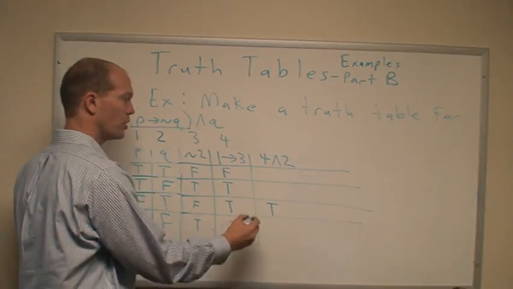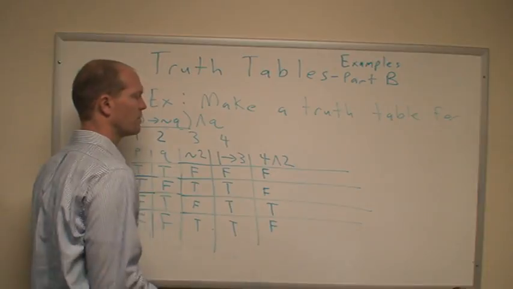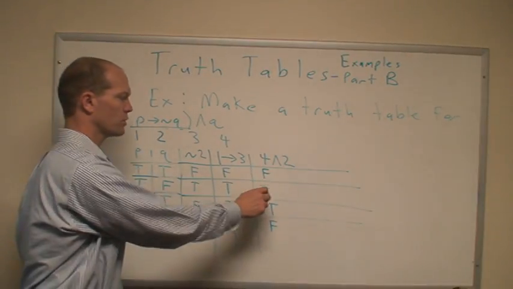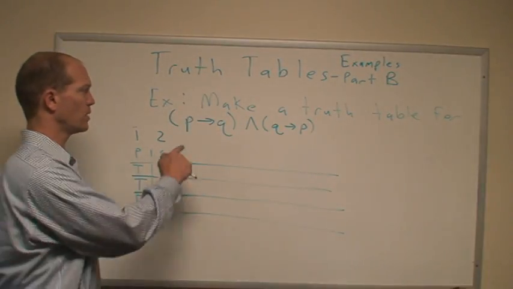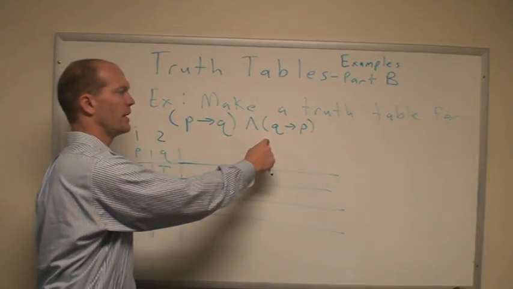True and false, no. So filling the remaining columns with false, I should see that the final result for this truth table is false, false, true, false.